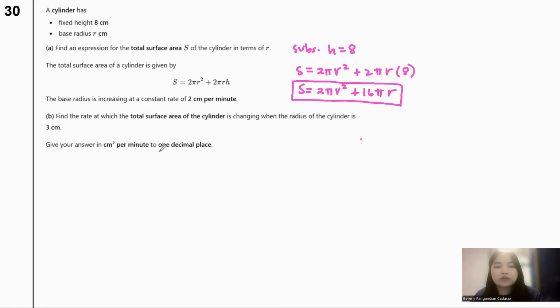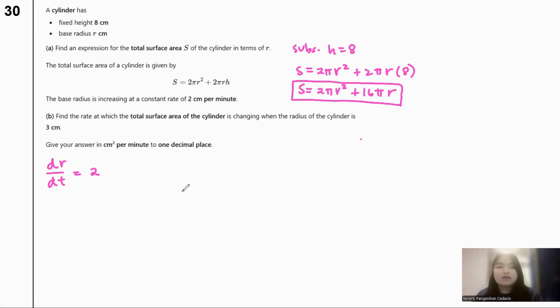Okay, let's take note of the given. The base radius is increasing at a constant rate of 2 centimeters per minute. So meaning to say that 2 is dr, because the radius keeps on changing, increasing at a constant rate. So my dr over dt will be that 2 centimeters per minute.